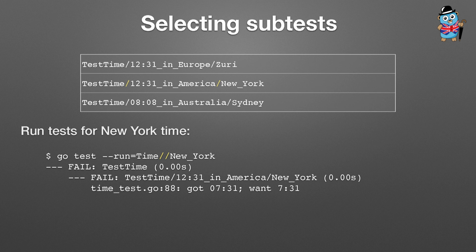So the final example is a little bit tricky. You remember we only had one level of subtests, right? But one of the arguments in creating the name is a time zone, which has a slash in it. So even though there's only one level of subtests, the name has 2 slashes in it. So when you select something on the command line, the slash that's part of the name counts as a part.